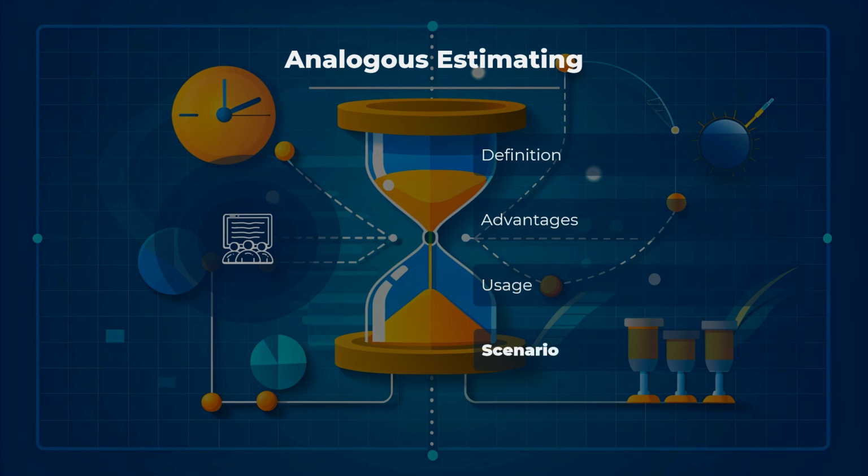Consider a construction company planning to build a new office building. The project manager looks at the duration of similar past office building projects to estimate the time required for major activities like foundation laying, framing, and roofing. This analogous estimating method provides a quick and reasonable estimate for the project timeline.